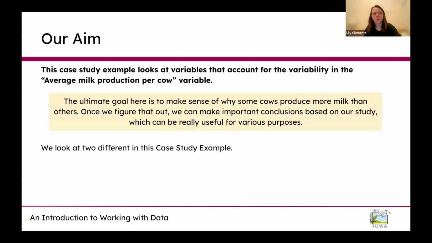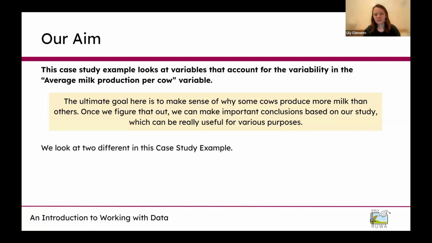Anyway, for this study, what is our aim? This case study example looks at variables that account for variability in the average milk production per cow variable. The ultimate goal here is to make sense of why some cows produce more milk than others. Once we figure that out, we can make some important conclusions based on our study, which can be very useful for various purposes.